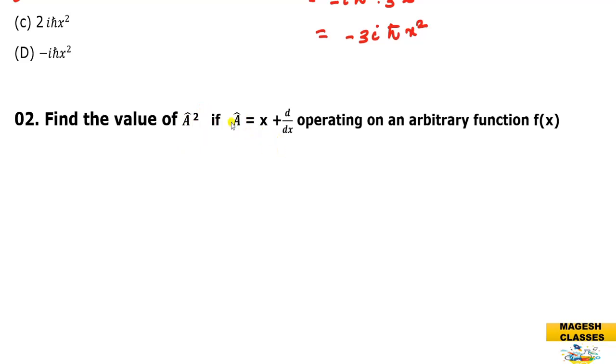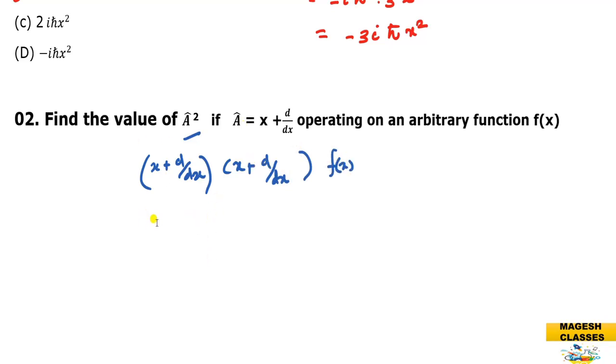Next one, find the value of A square, that is the operator to the power 2. That means it is operated 2 times, operating on an arbitrary function f of x. What is the meaning of that? It is a power 2. So this is nothing but x plus d by dx operating on the function of x. Correct? So this is the meaning.